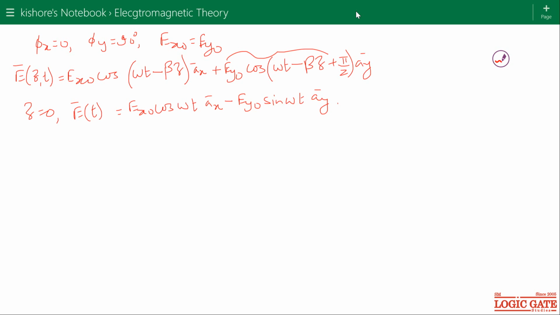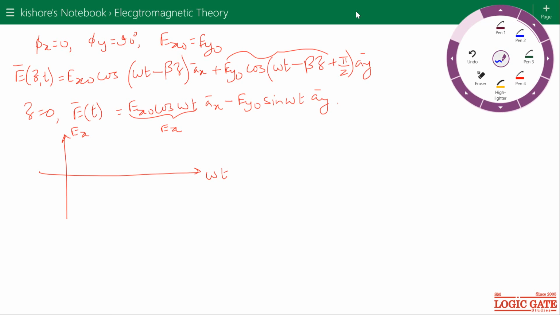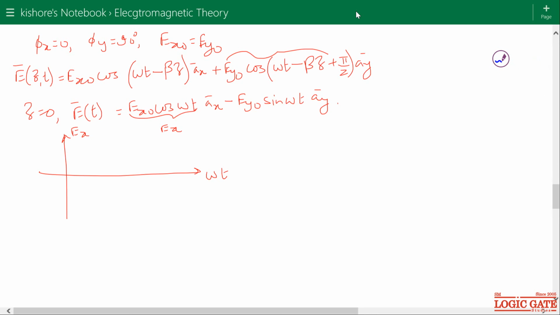The resultant will be a circularly polarized wave. We will find out the orientation. So let's draw the x component of electric field. This is Ex versus omega t. This is Ex0 cos omega t. It goes like this.